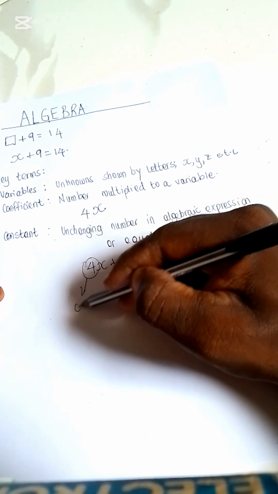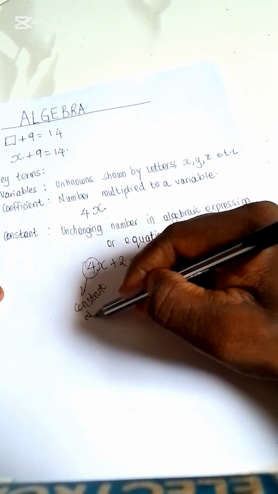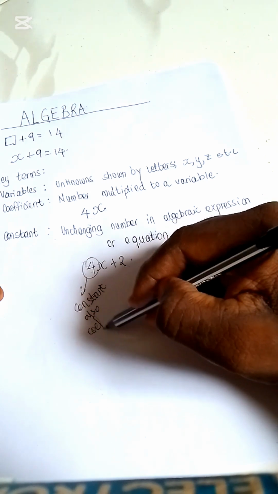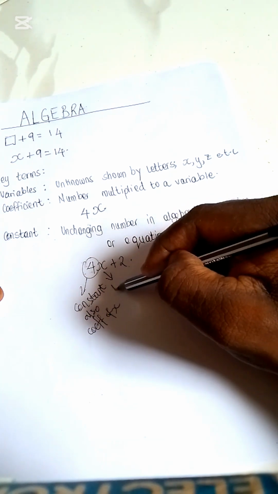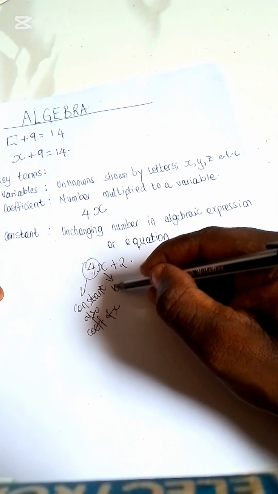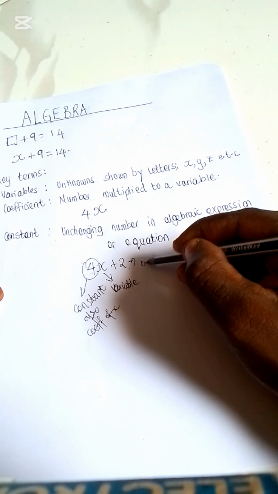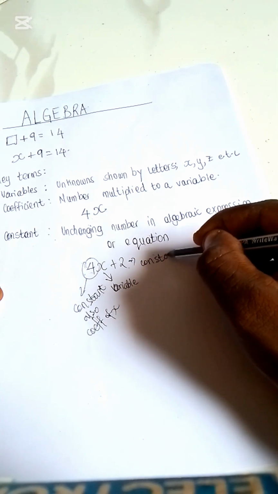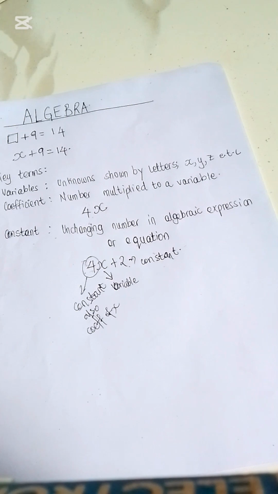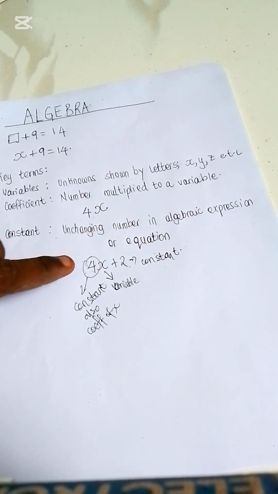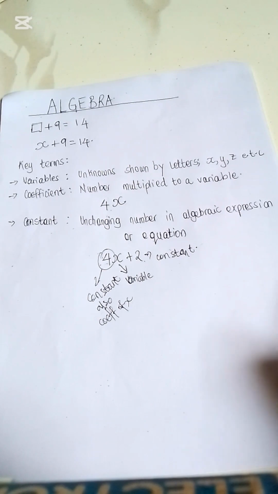This one is a constant, but it is also a coefficient of x. This x here is the variable, and this 2 is just a constant. Simple. Those are the main terms.